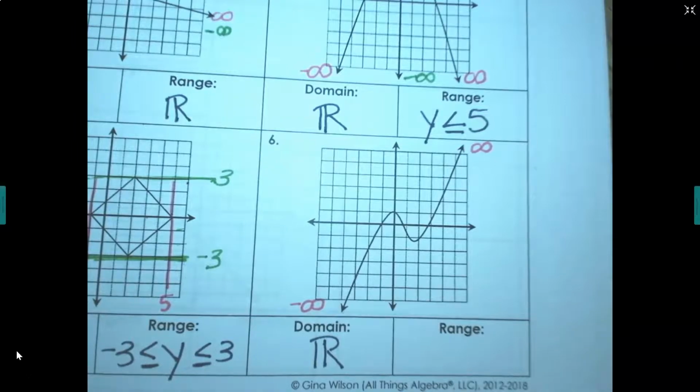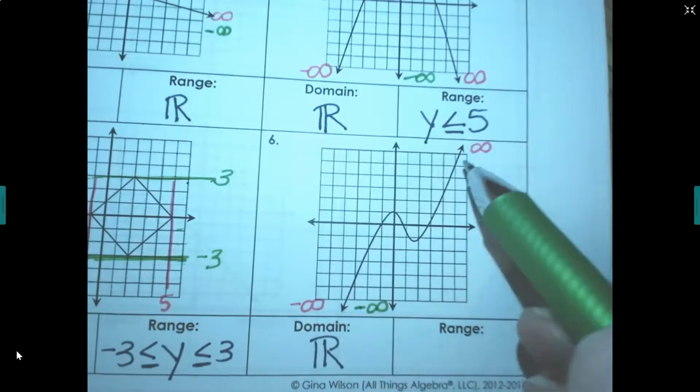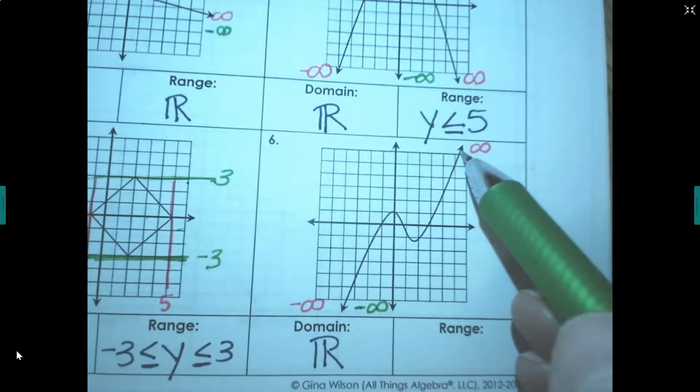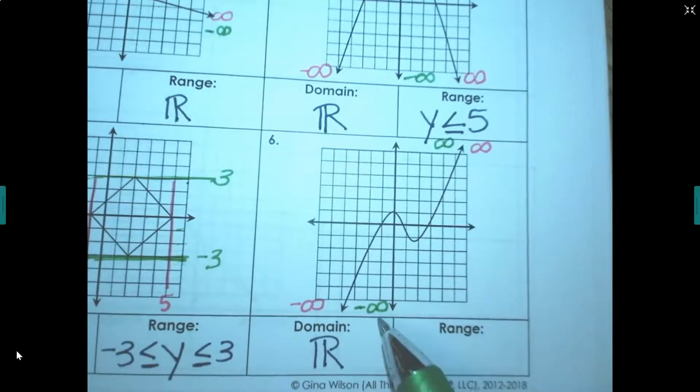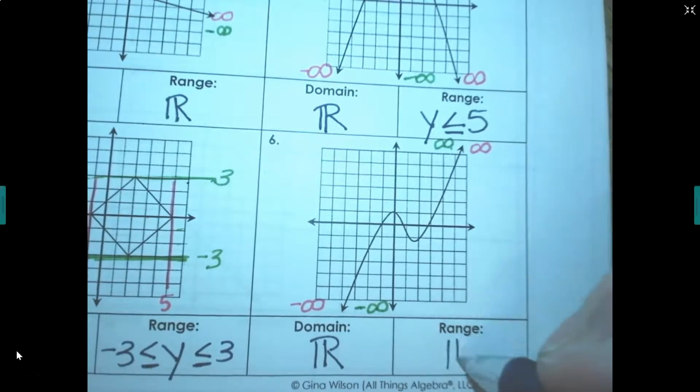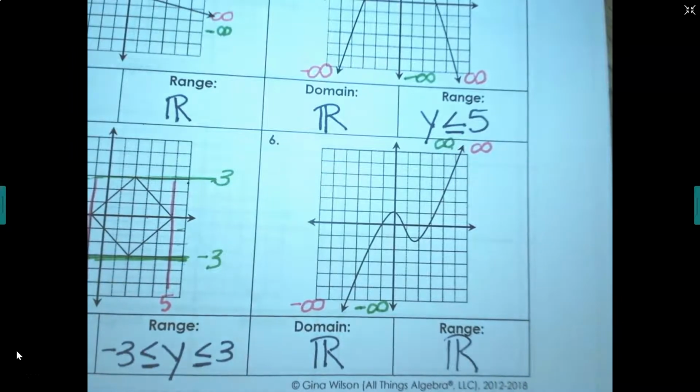Okay, now our range. Look at the bottom. It's going down forever because there's an arrow, so down forever is -infinity. And the top of our graph is going up forever because there's an arrow, so that's a +infinity. So for our range, it's -infinity to +infinity, which is all real numbers.